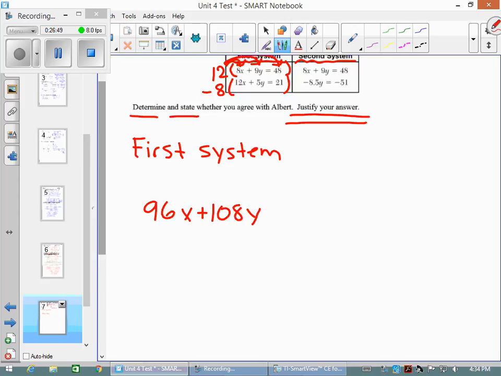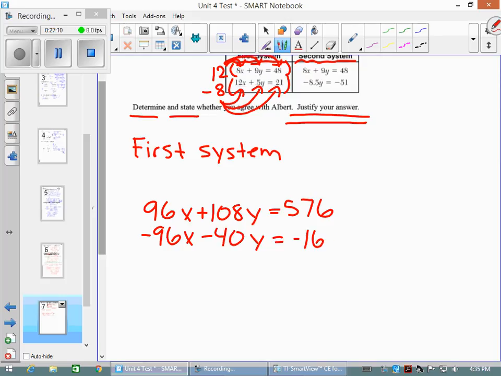Our second equation, when we distribute this again to all three terms, we're going to get a negative 96x minus 40y equals a negative 160. Again, please be very careful when we're distributing with this negative. Make sure you stay consistent and watch your signs.